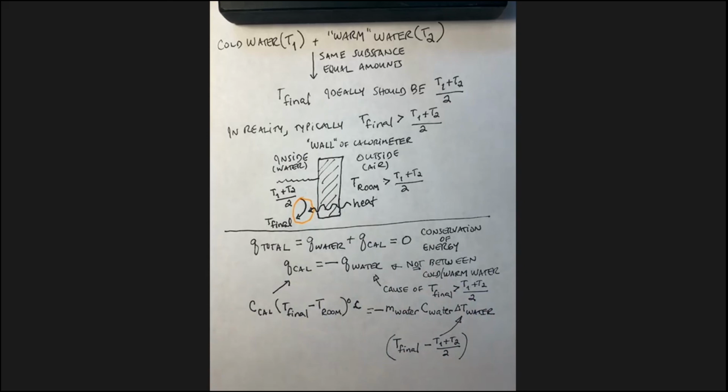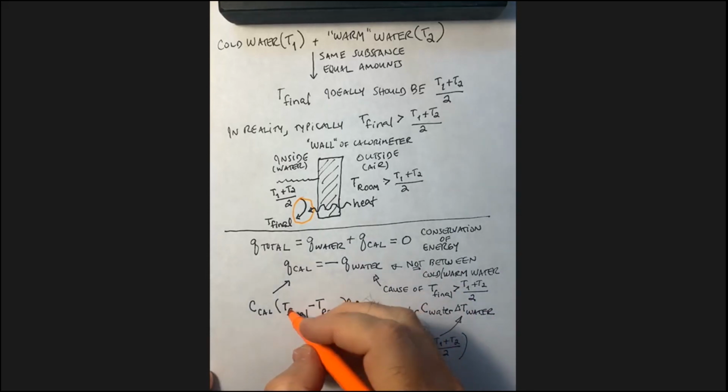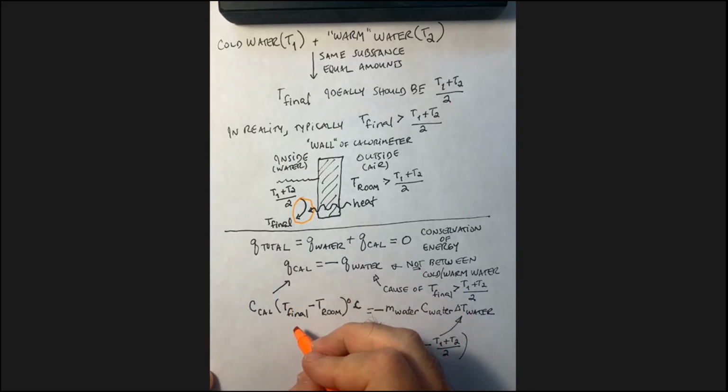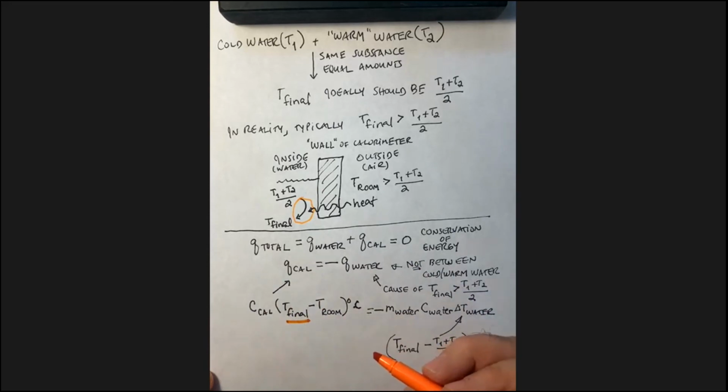Now, let's look at these different things. First of all, the final temperature is something that we are going to determine. I'm going to show you how we're going to determine that. The other temperatures, for example, the room temperature, we're going to measure that. We know what's going to be the initial temperature.